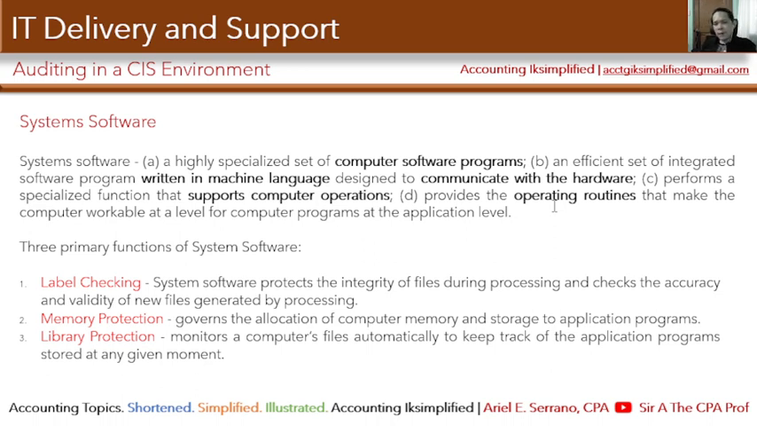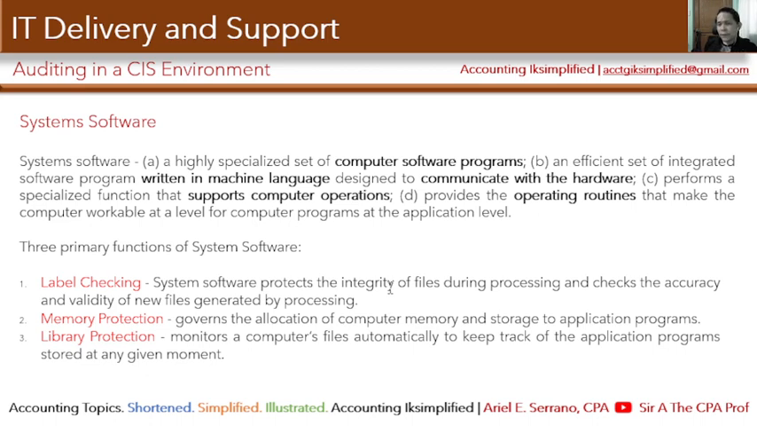Ang tatlong primary functions ng system software ay etong aking nilabel ng hinighlight ng color red. The first one is for label checking, the second one is for memory protection, and the third one is for library protection. Pag sinabi natin, class, na label checking, system software protects the integrity of files during processing and checks the accuracy and validity of new files generated by processing. So, pinapangalagaan ito yung integrity ng mga files habang pinaprocess ito.